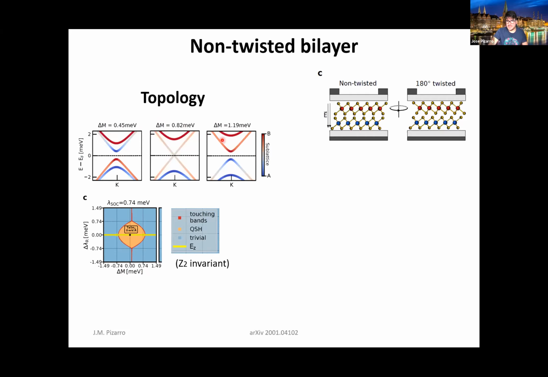And the difference between these two insulating or semiconducting states is that the one on the left is topologically non-trivial, also called a quantum spin Hall state, and the one on the right is topologically trivial. And this is related to this phase diagram, in which you have the electric field on the x-axis and some Rashba coupling on the y-axis.